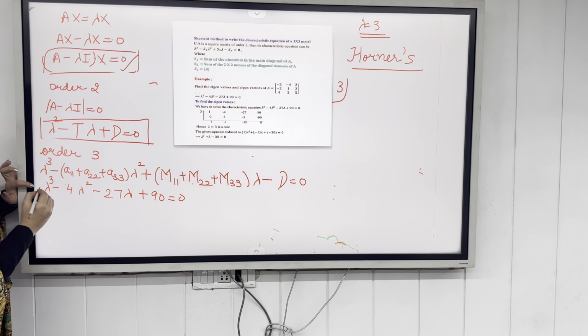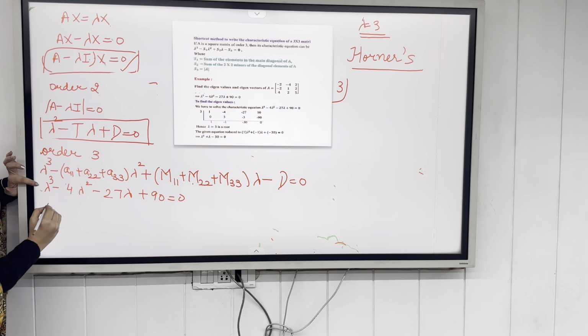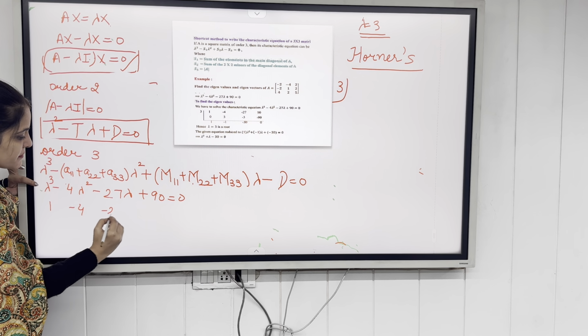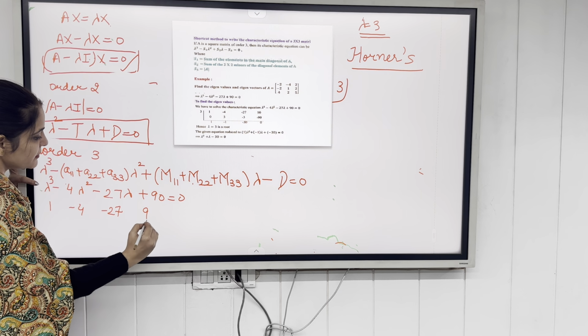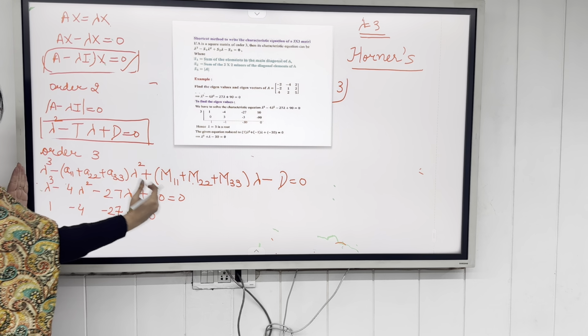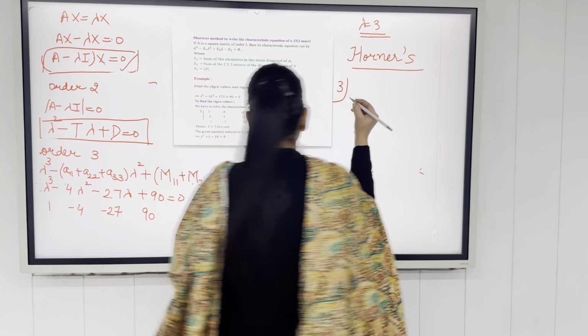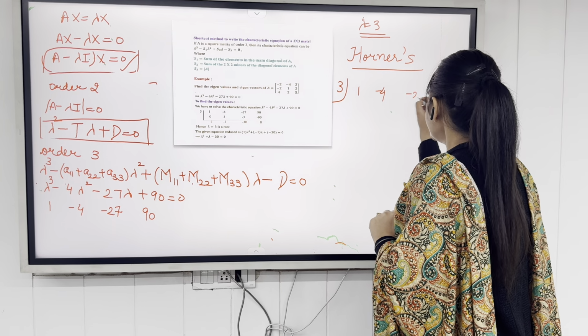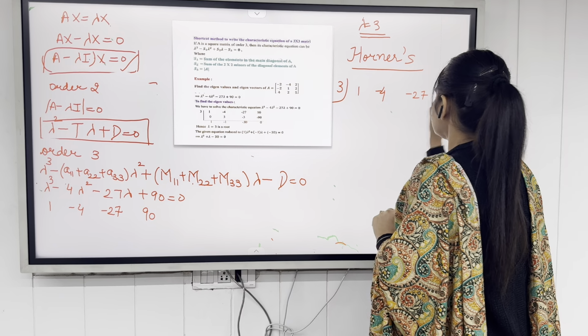Now pick the coefficients of the equation. The coefficient will be 1. The next coefficient will be minus 4. The next coefficient is minus 27. And the last will be 90. The most important thing is we have to start from the higher power, then go to the lower, and the constant term. Write the coefficients only: 1, minus 4, minus 27 and 90.